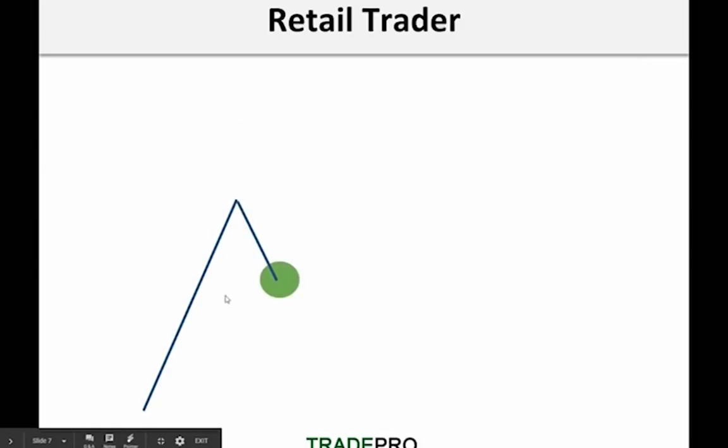So what I'm going to tell you first is the retail trader mindset. So here's how the retail trader trades. Keep in mind, I've seen this. I've been a retail trader. In fact, I still am a retail trader, but you're not professional unless you work for an institution. That's the classification of it.